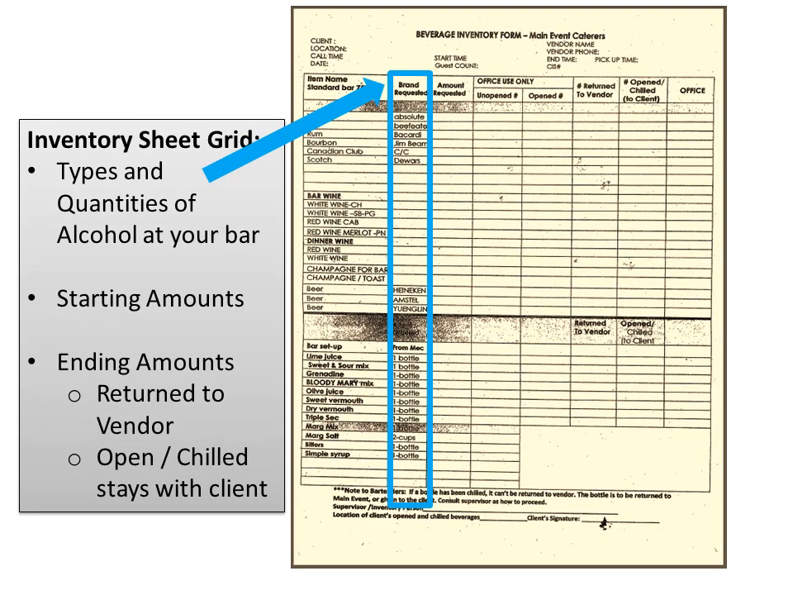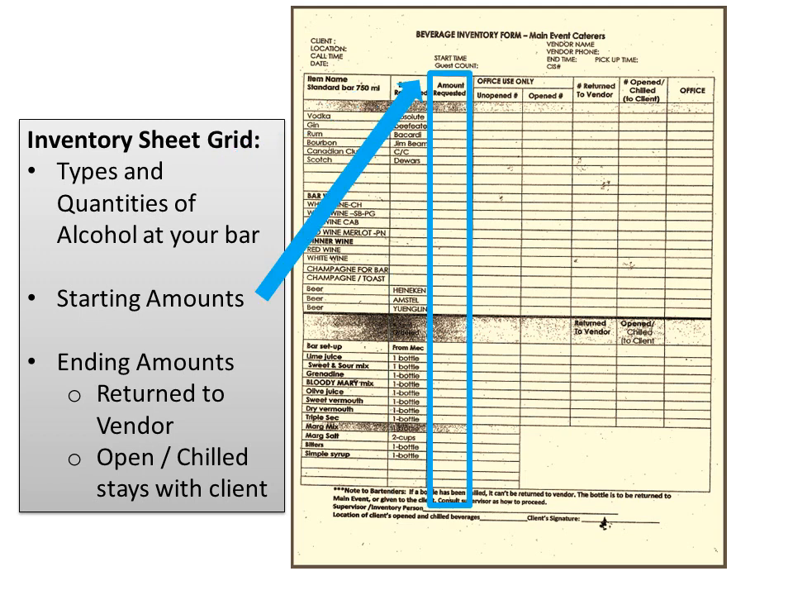The inventory sheet is laid out as a grid. You can see the highlighted column tells you the brand requested of each type of alcohol. The next column tells you the starting amount of each type of alcohol.